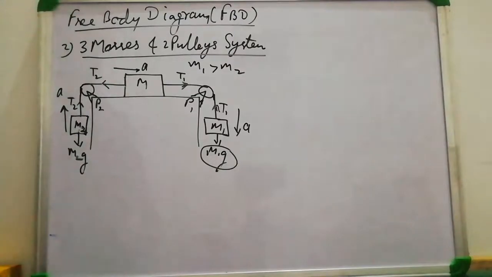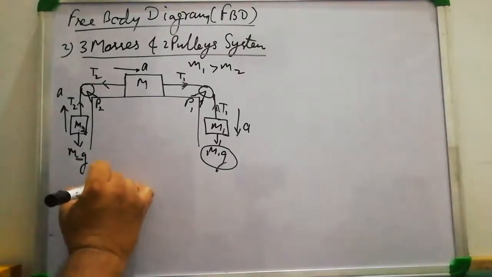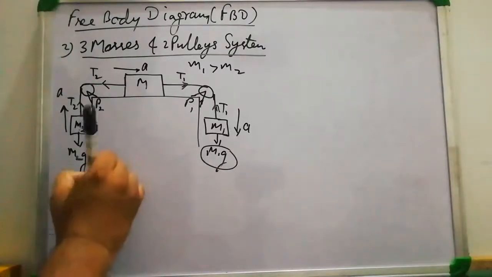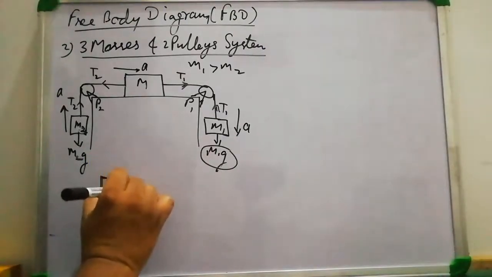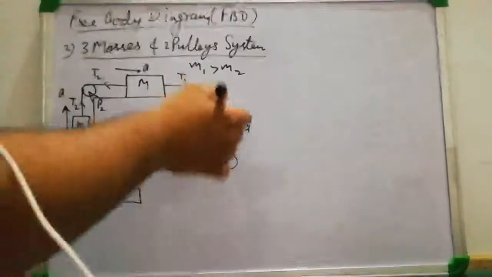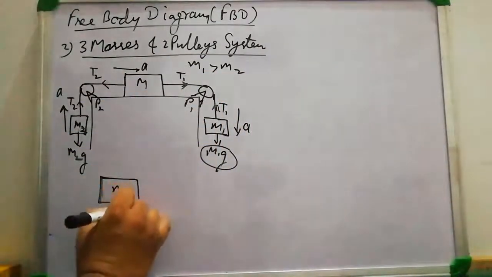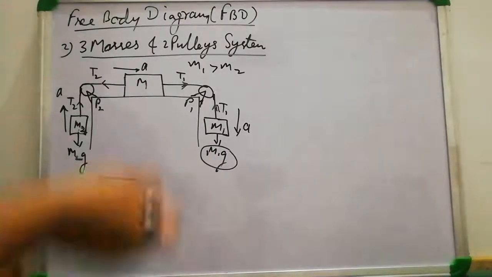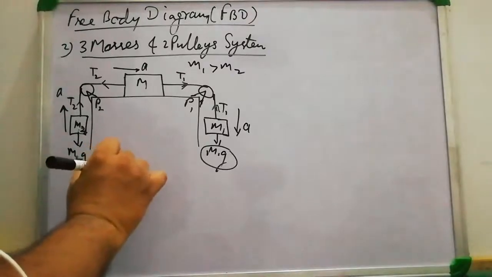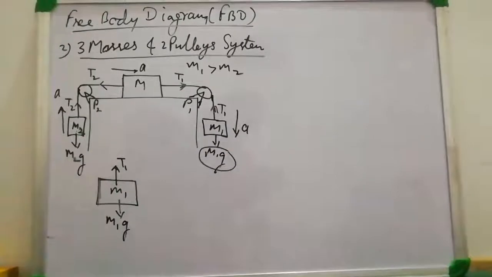So let us make free body diagrams of each mass. Starting with the mass m1. So if we say this is the mass m1, how many forces are acting here? M1g is acting vertically downwards. Let us write it as m1g, that is vertically downward, and the tension T1 is acting in the vertically upward direction.